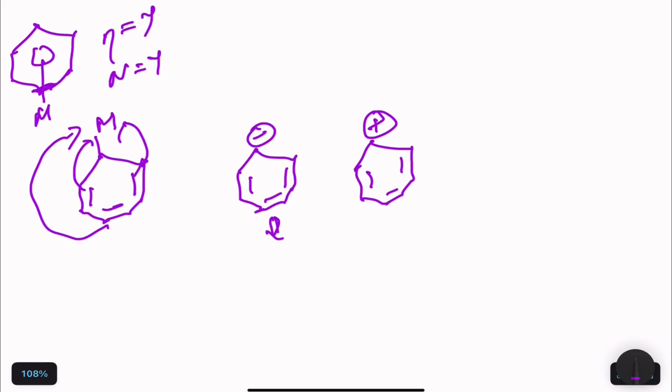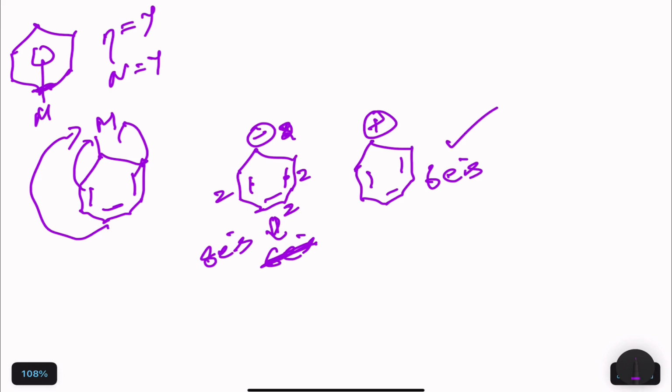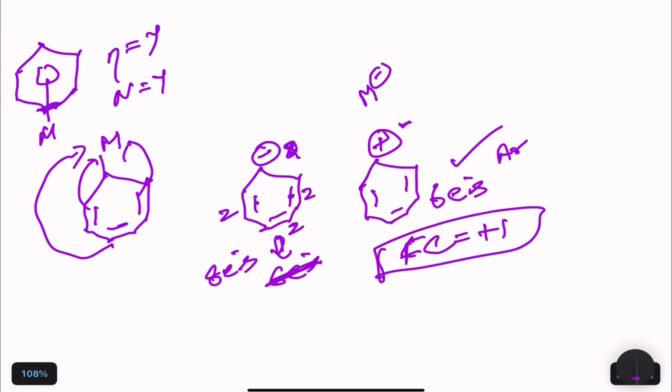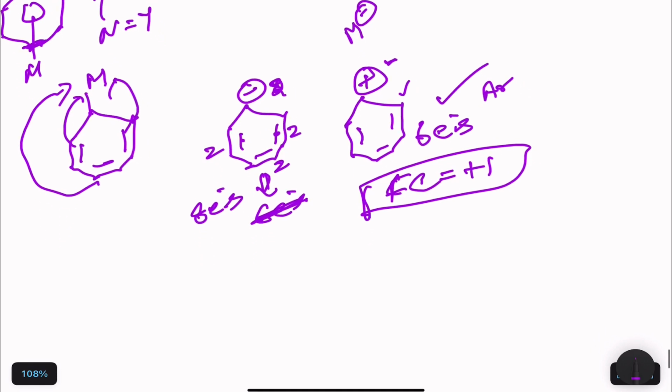So which is stable? Here 6 electrons are there, right? Here 1, 2, 3, 4, 5, 6, 7, 8. So 8 electrons are there. Here only 6 electrons are there. So which is more stable? Aromatic. So that is why we are putting the positive charge here. So the formal charge for this particular ligand is what? Plus 1. Okay, it is not minus 1. So the metal will gain the electron. In most cases the metal will lose electrons, but in certain cases like this, to attain aromaticity it has to lose the electron. So it will lose the electron.